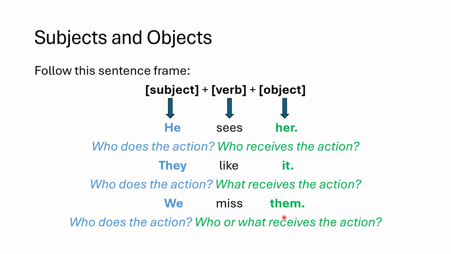We miss them. Who does the action? The subject, which is we. Who or what receives the action? The object, which is them.